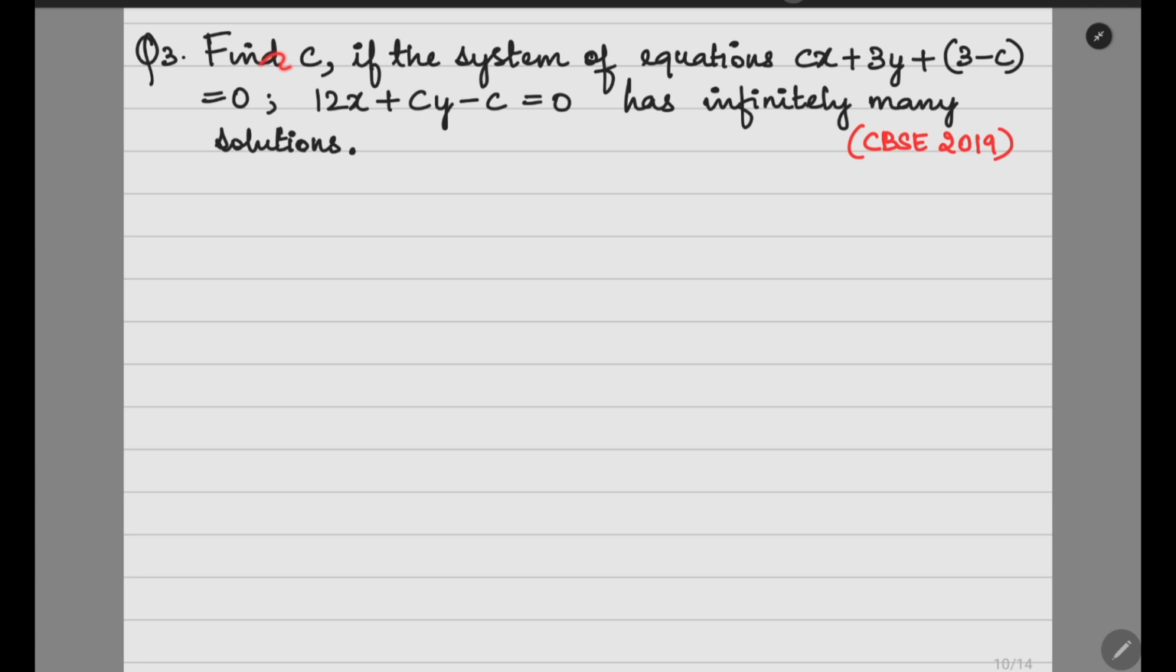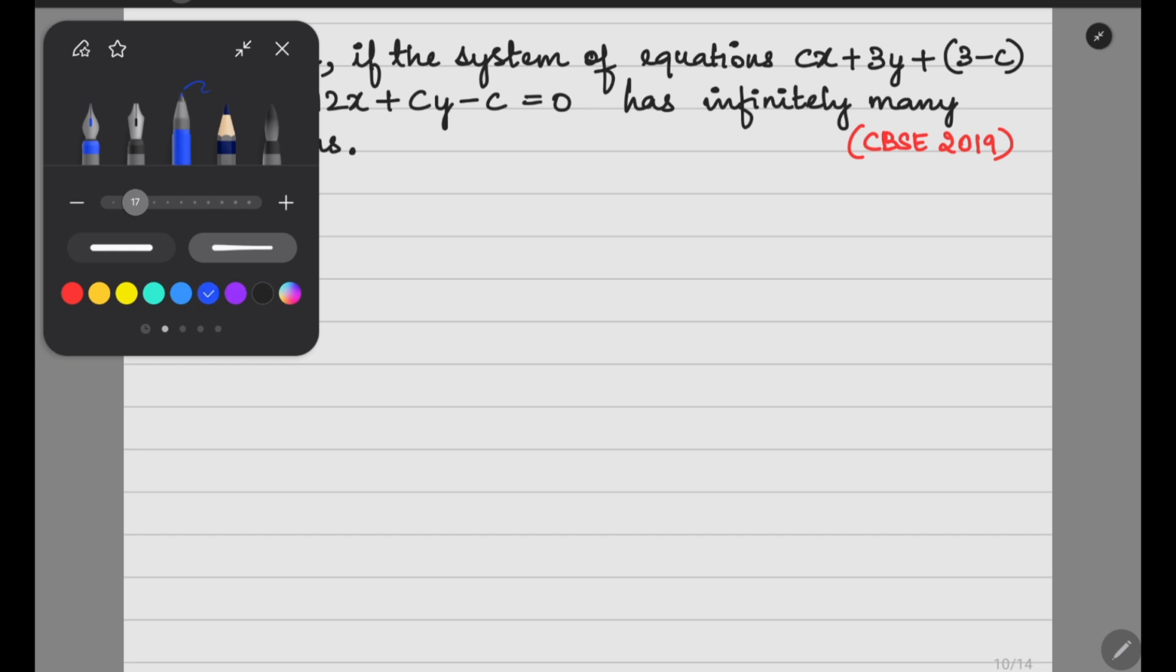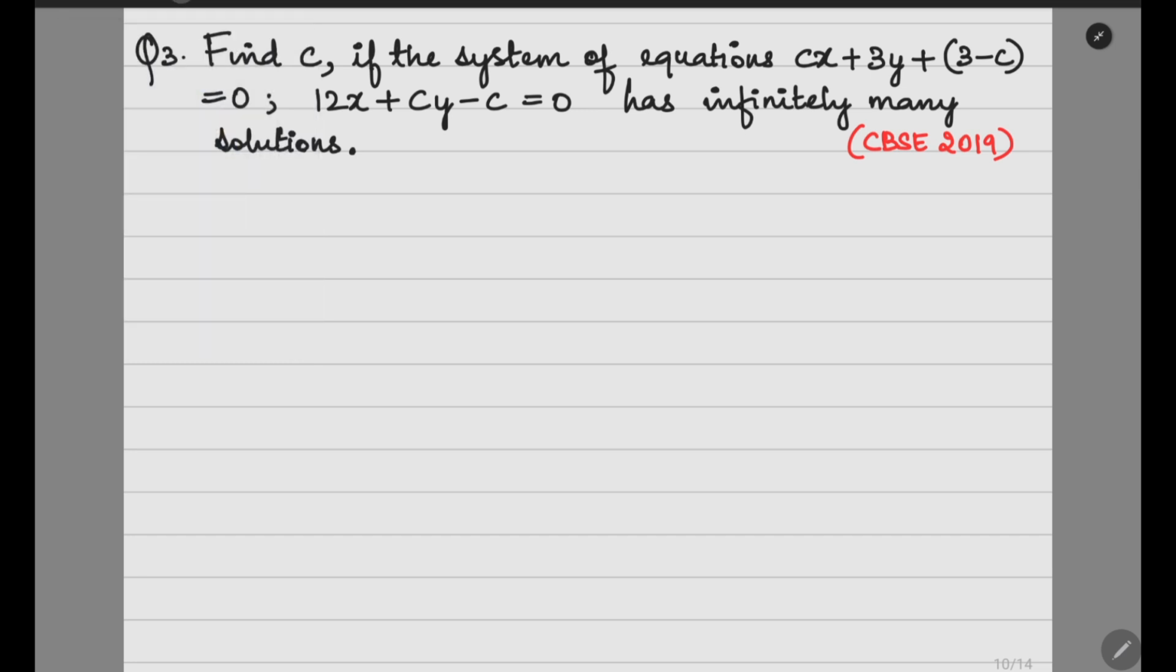Okay, here you have to find if the system of equations, you are given two systems of equations, has infinitely many solutions. The very first thing that you have to know is that whenever you have a pair of linear equations with infinitely many solutions, it means a1 by a2 is equal to b1 by b2 is equal to c1 by c2. This is for infinitely many solutions.